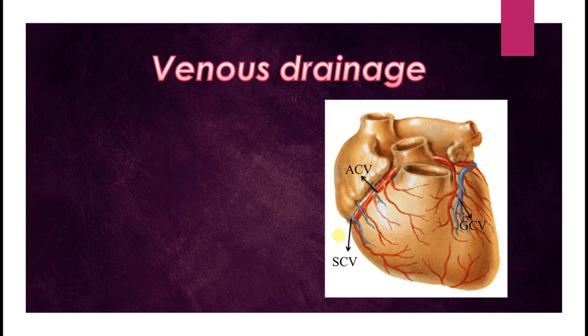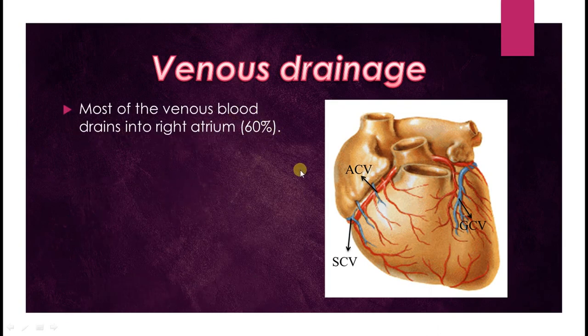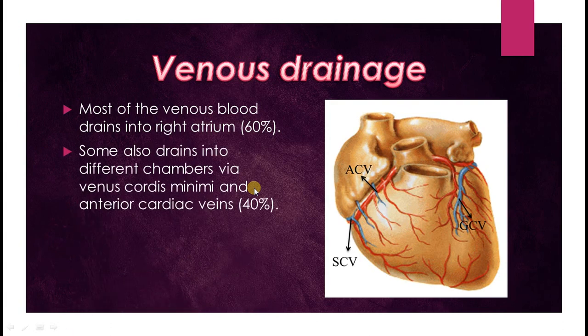So now we have come to the end of the session where we will also discuss the veins draining the heart. Most of the venous blood, 60%, is drained through the coronary sinus. This is the largest venous channel of the heart. The remaining 40% of the blood drains through venae cordis minimae, Thebesian veins and anterior cardiac veins. Through this, the remaining 40% of the venous blood is drained into the chambers.